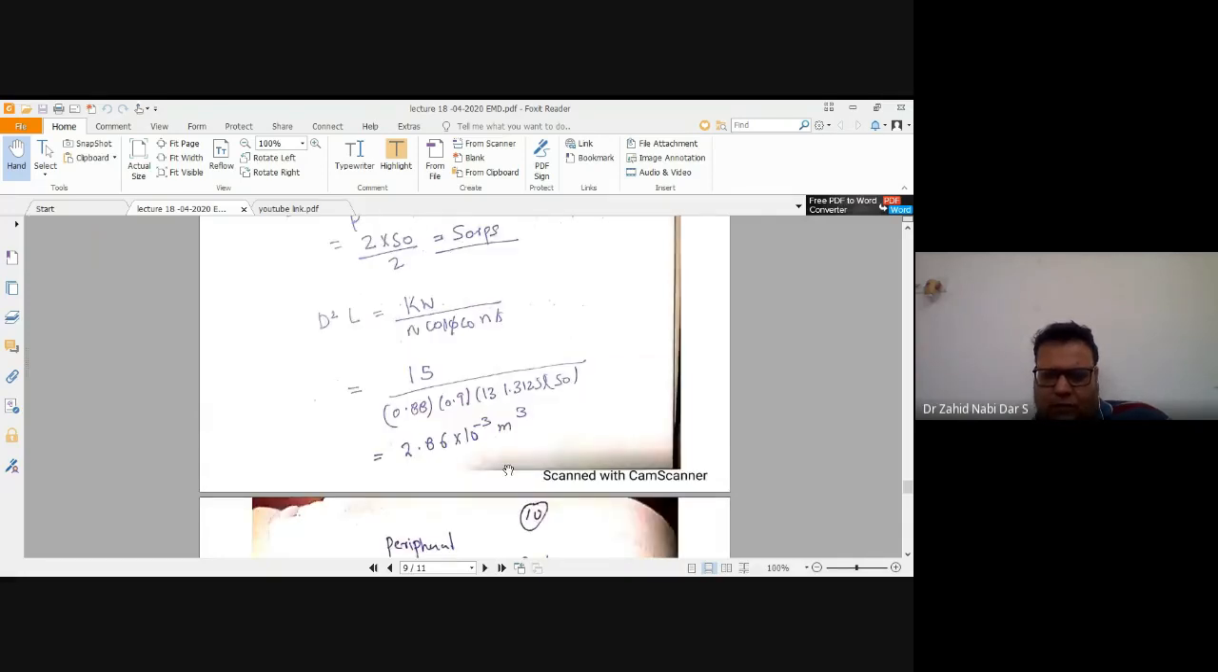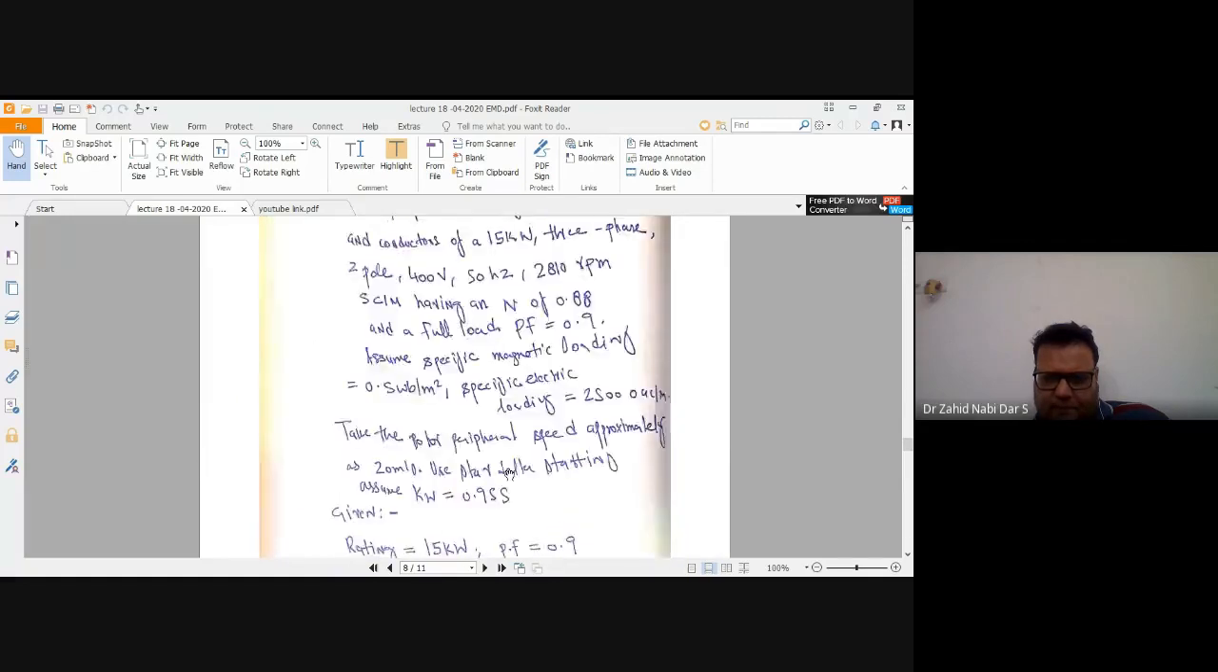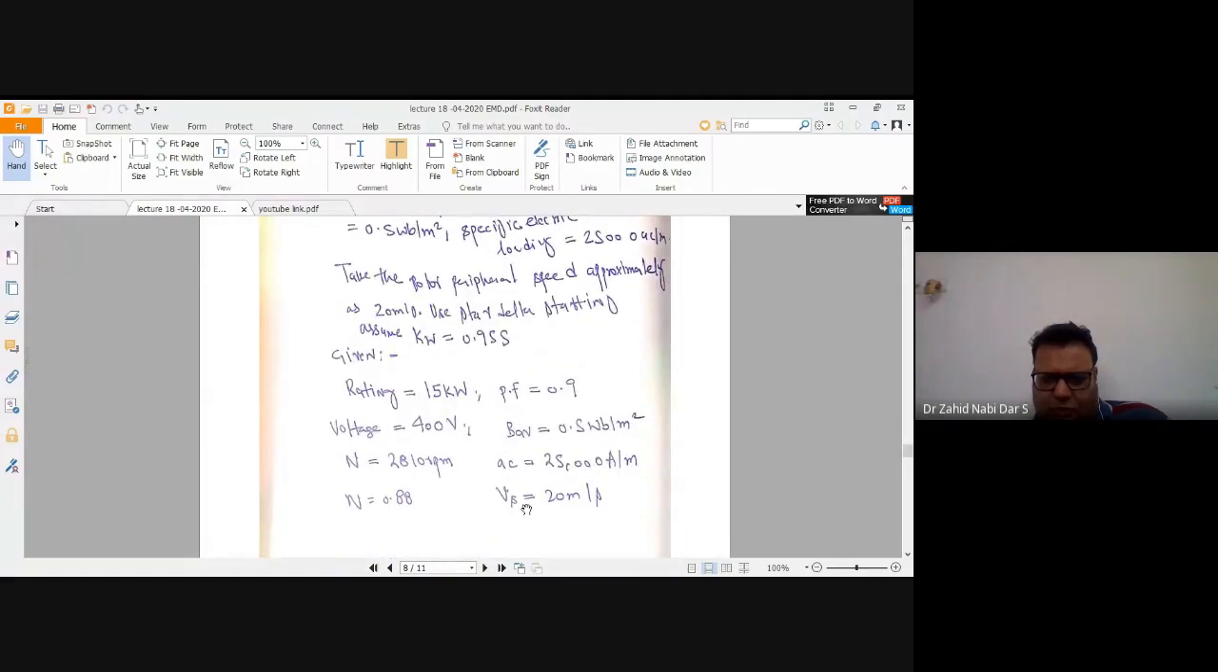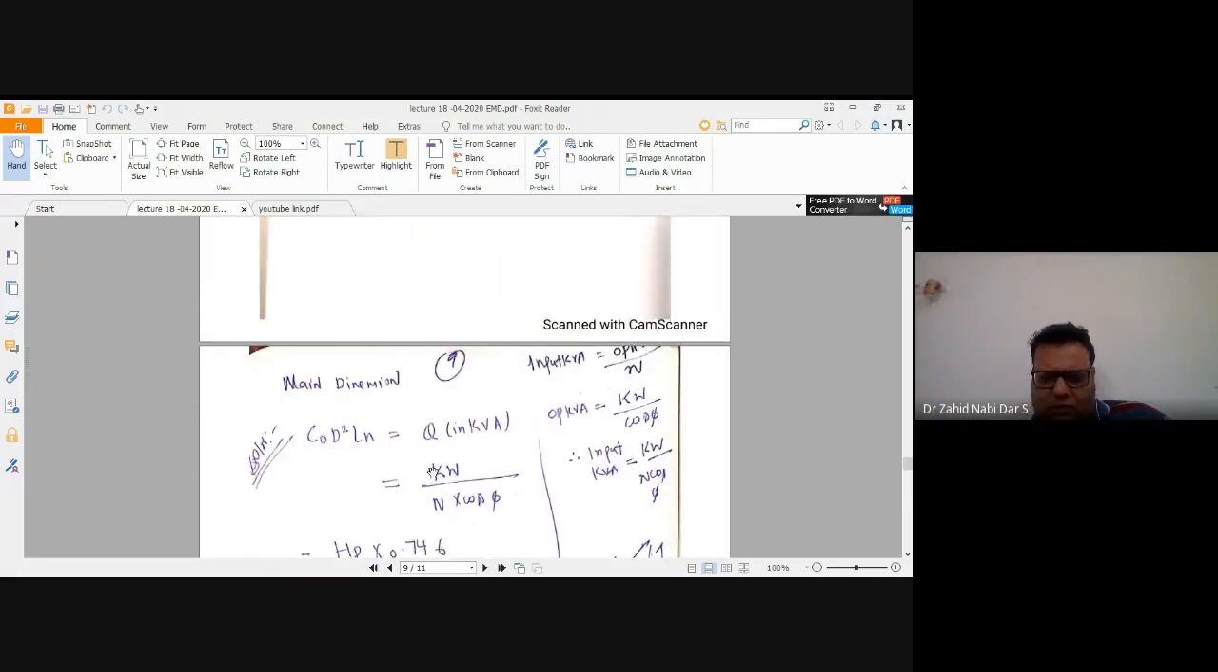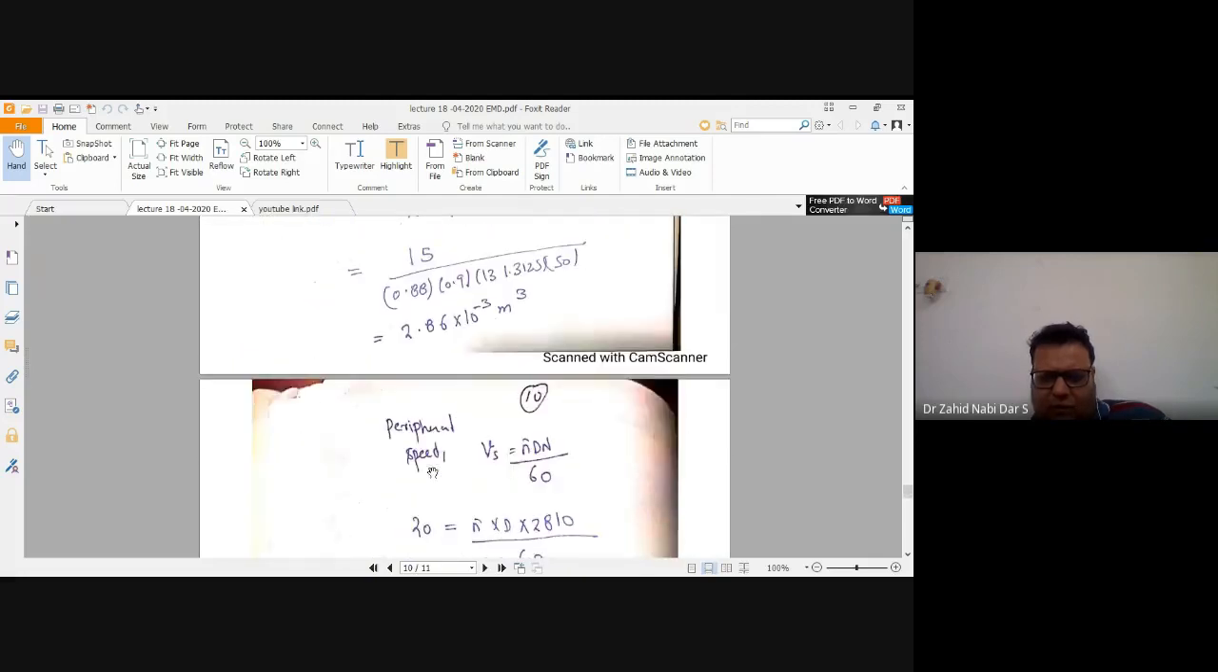Now one more thing, if you go back to the problem, your peripheral velocity is also given as 20 meter per second. This peripheral velocity is equal to pi D N, which we have seen in the beginning also. The pi value we know, Vs value is 20, and the N value they have mentioned as 2810. We can get the value of D from this.